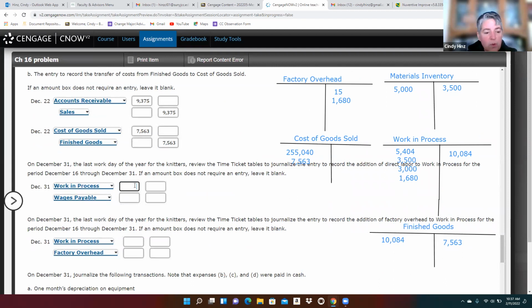So direct labor was 4,500 and the overhead was 2,520. And I'm going to put those into my T accounts also. So factory overhead was 2,520. And into work in process, we added the direct labor and that factory overhead.